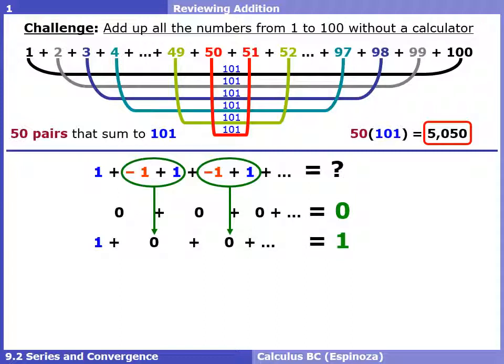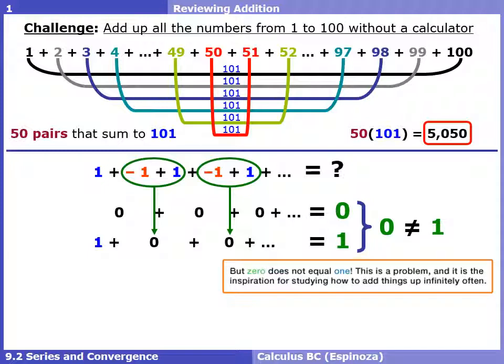So this produces a big dilemma. We of course know 0 does not equal 1. So this problem is the inspiration for studying how to add things up infinitely often. This idea of adding up numbers forever is a kind of unintuitive thing for most people.